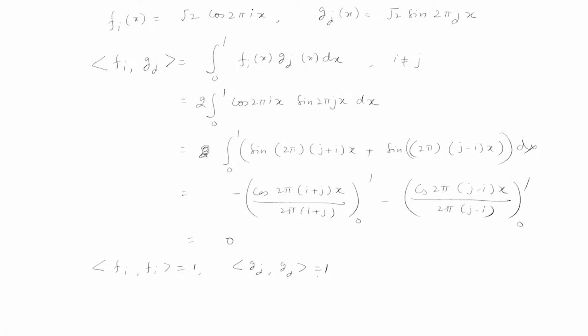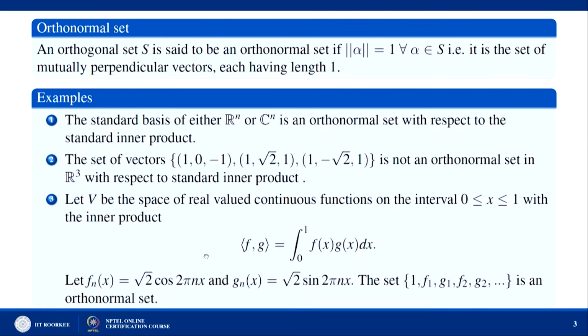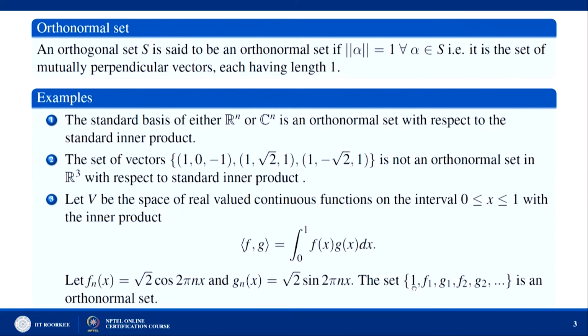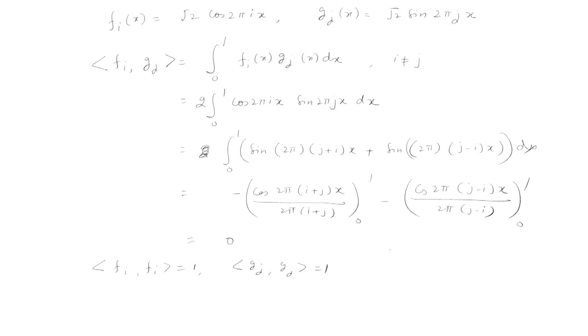So we can say that this set is an orthonormal set, because if you take any two different vectors, any two different functions. In fact, if you take one function as 1 and you multiply with any fi, I mean I want to say, if you take the inner product of 1 with fi, this is also 0 for all i, and the inner product of 1 with gj is also 0 for all j.